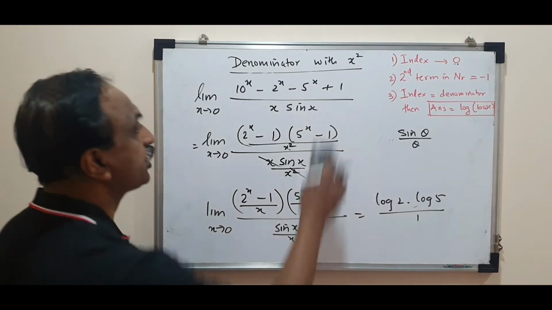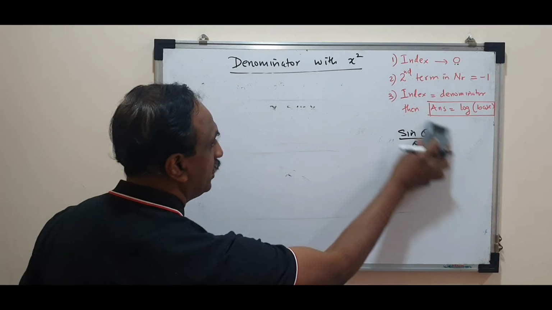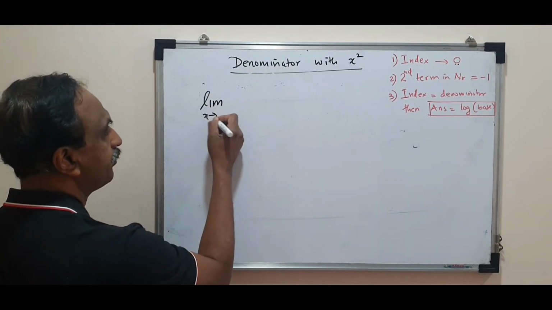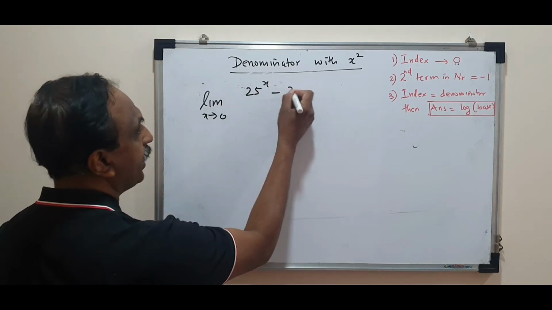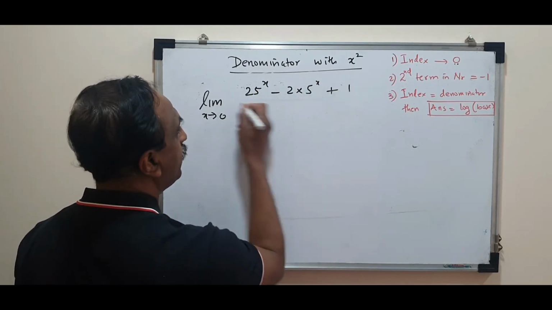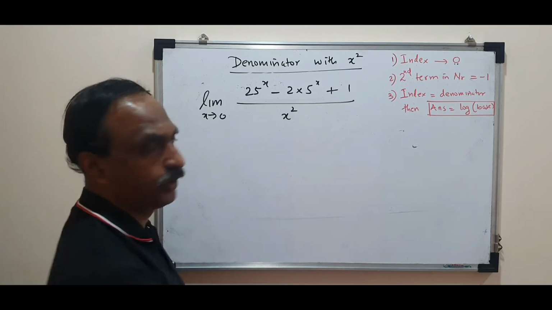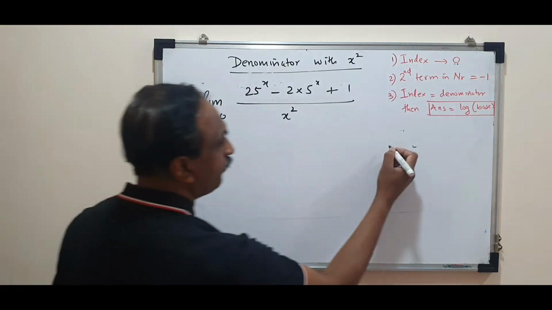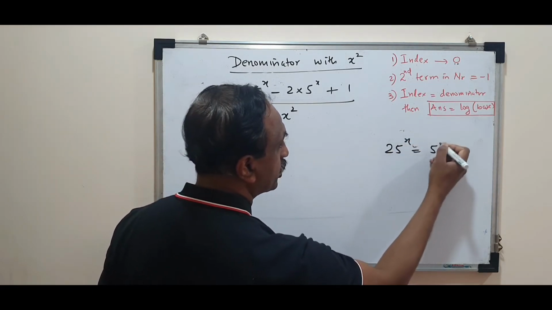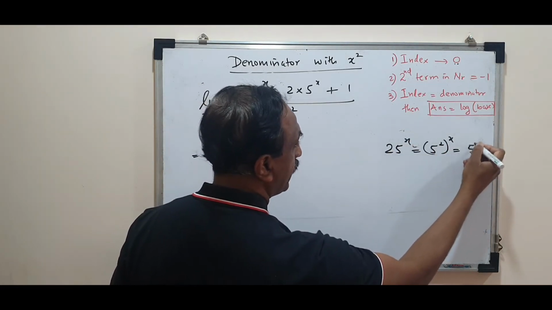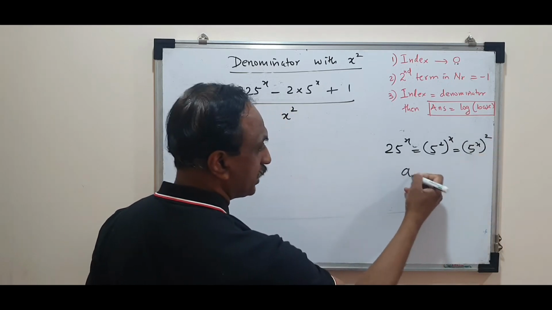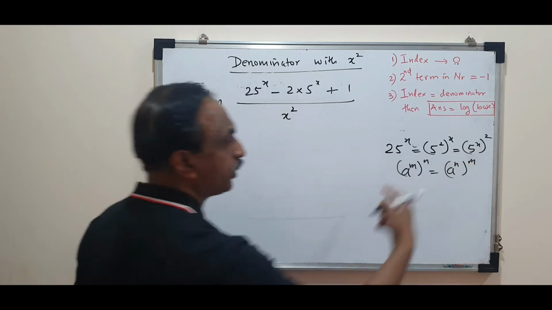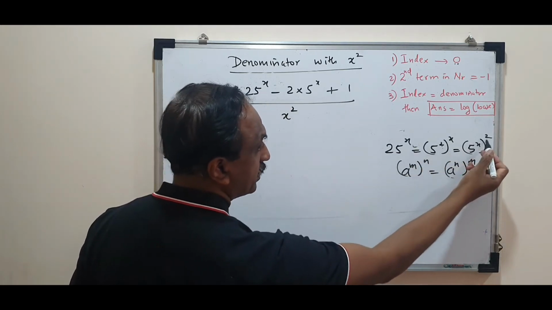Now, I can also give you this problem in another way. Limit x tending to 0, 25 raised to x minus 2 into 5 raised to x plus 1 upon x square. Again, denominator is an x square. Here, you will notice that 25 raised to x is 5 square raised to x. This is 5 raised to x the whole square. Because a raised to m the whole raised to n and a raised to n the whole raised to m both are equal. So I can interchange this 2 and x.